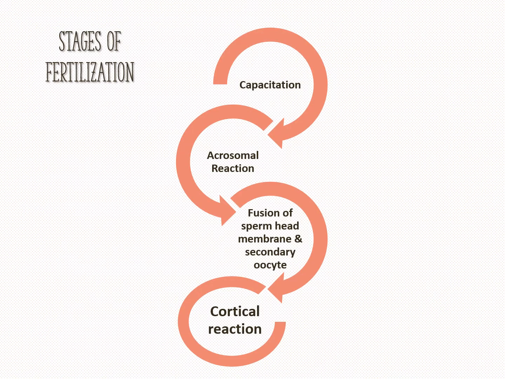There are four stages of fertilization. The first one is capacitation, the second one is acrosomal reaction, the third one is the fusion of sperm head membrane and secondary oocyte, and the last one is cortical reaction.